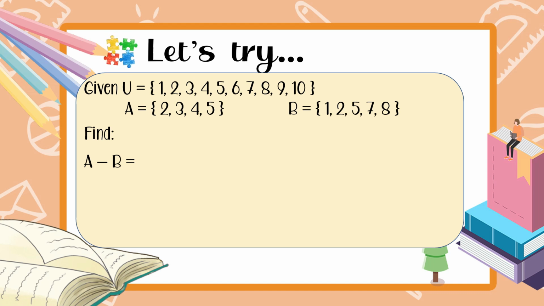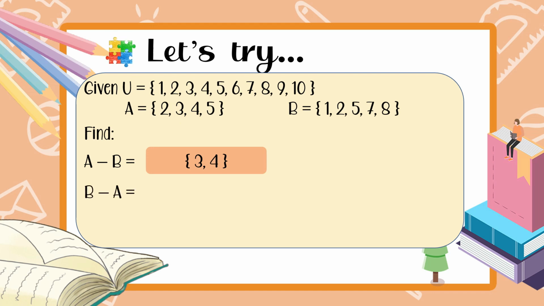So, to find A minus B, kailangan nating hanapin lahat ng elements na meron kay A, pero wala kay B. So, ano ba yung mga elements na meron kay A, pero wala kay B? So, we have the elements 3 and 4. Wala dito kay set B. Therefore, the elements of A minus B is 3 and 4.